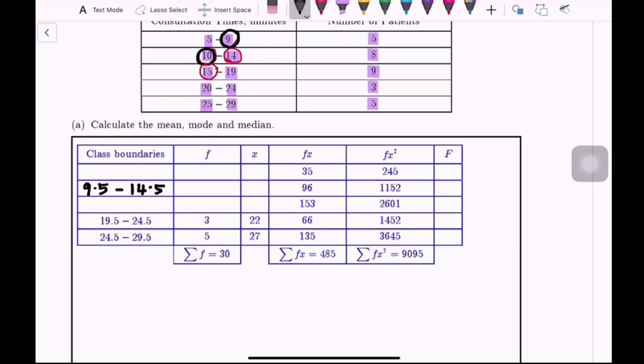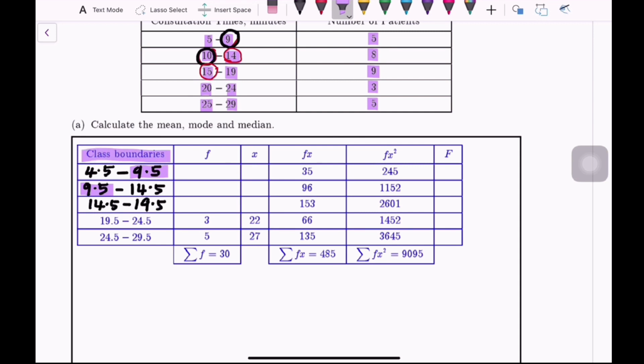We write the class boundaries. The first class boundary is 4.5 to 9.5, and this one is 14.5 to 19.5. If the upper limit and lower limit of the next class are equal, we call this a class boundary.